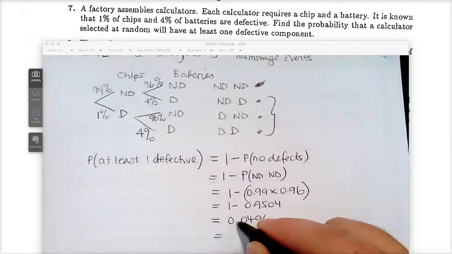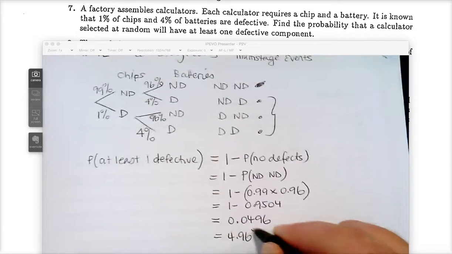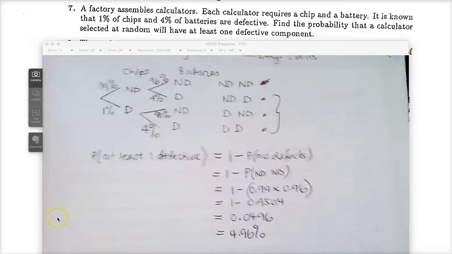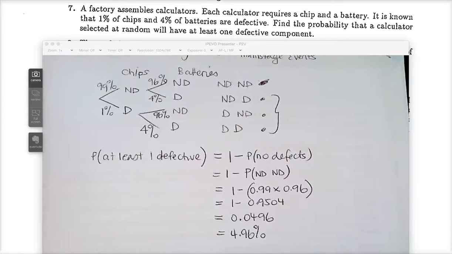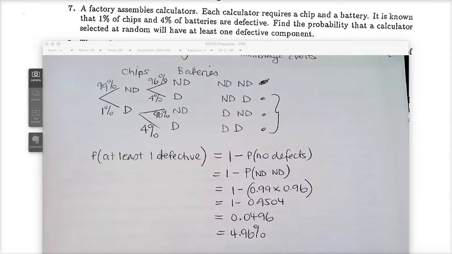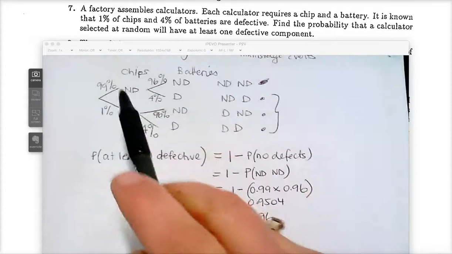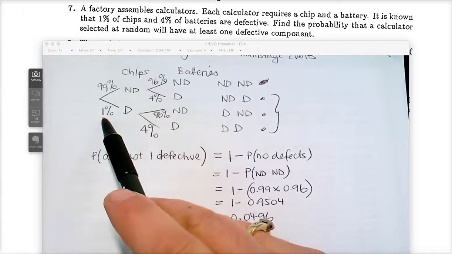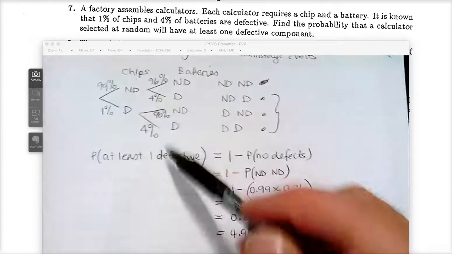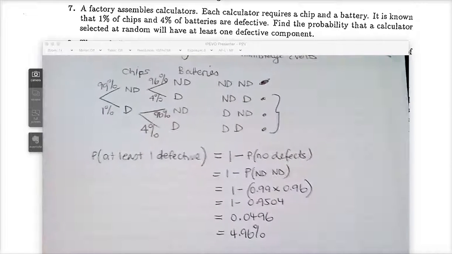To change a decimal to a percent, you multiply by 100. I think it's easier to make them into decimals and then convert back at the end. So the probability of at least one defective is 4.96%. Each time there's an event, you need a separate branch of the tree. Notice that the probabilities 99% and 1% add up to 100%, or 1. 96 and 4 add up to 100.